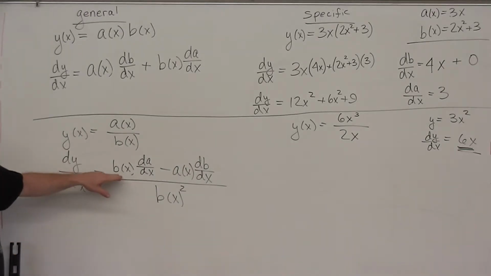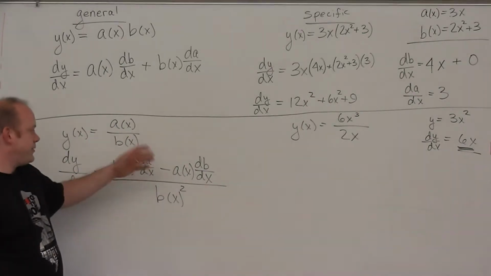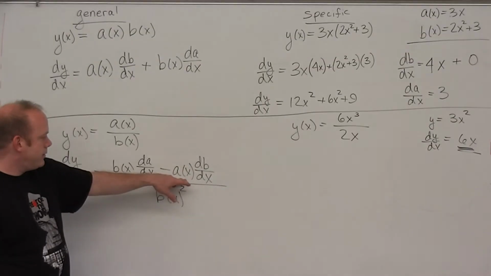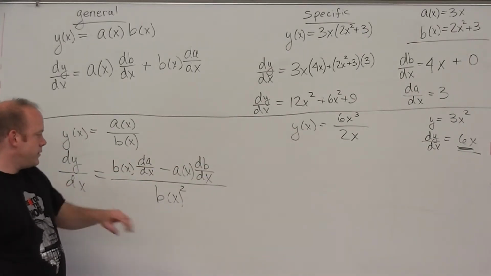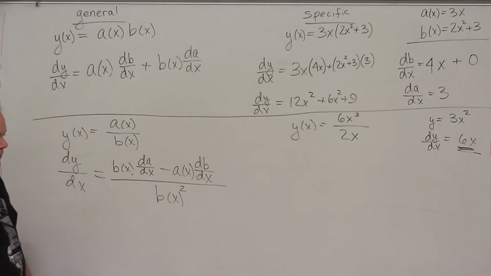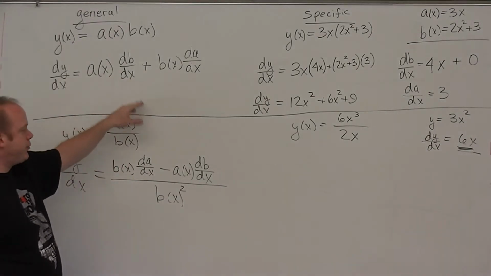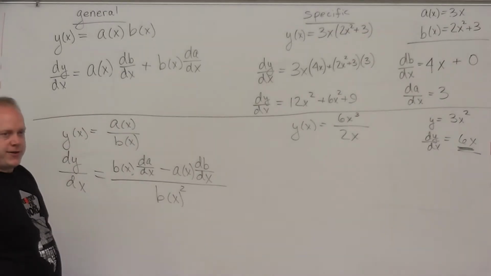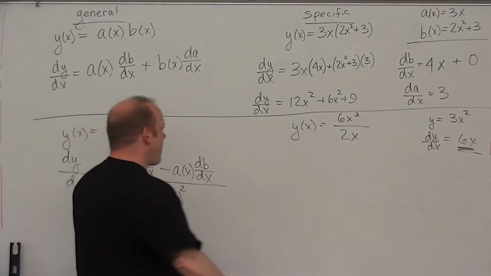Okay, so it's the first times the derivative of the second, minus, I should say, the derivative of the numerator minus the numerator times the derivative of the denominator, divided by the denominator squared. Sometimes it's easier to set this up as a product rule and make this be to the negative value. Sometimes it's not. Sometimes you have to go through this quotient rule. Okay, so now let's take a look.